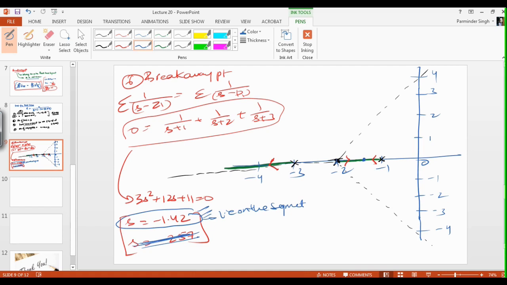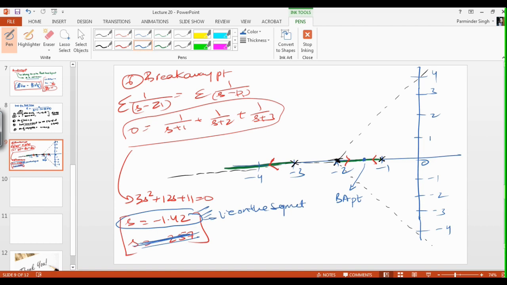Further, I've also told you that two loci will meet at a single point. That single point is your breakaway point. So both these loci will approach each other and meet at this single point. So this we can say is our breakaway point. Clear? So we have calculated the breakaway point. Now we need to plot the root locus.